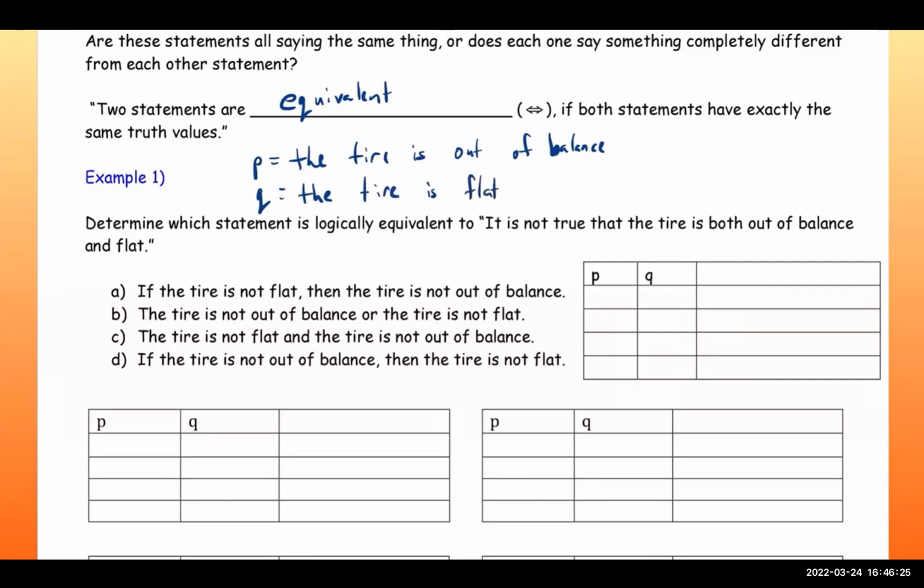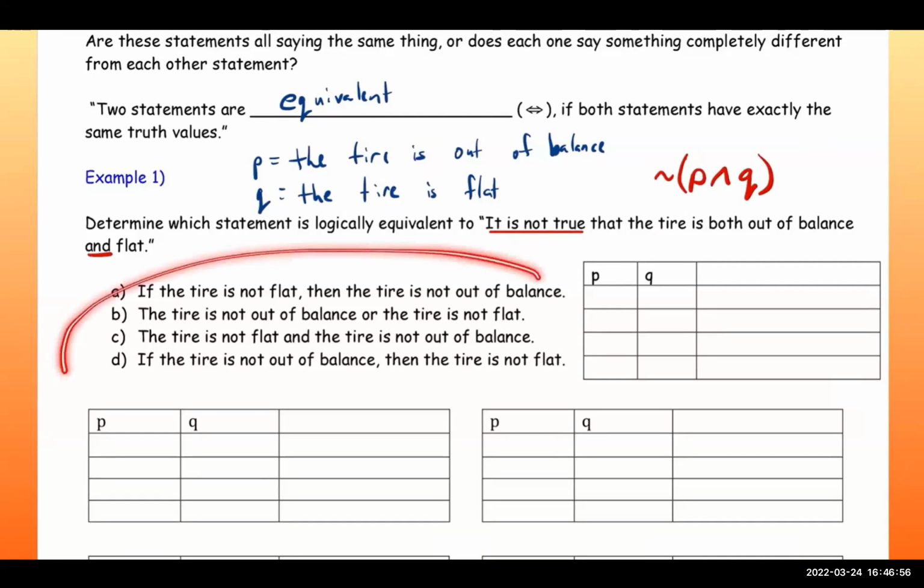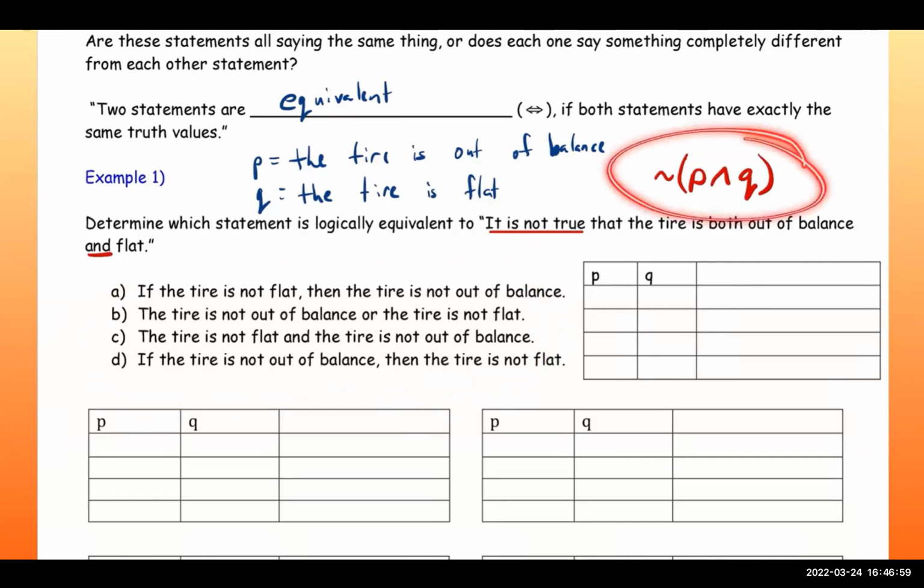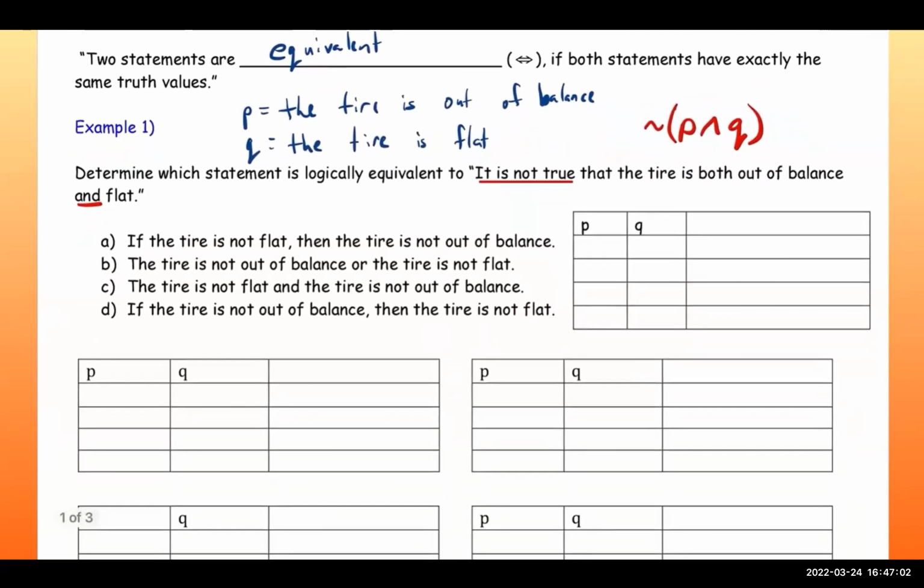So the statement they're saying is, it is not true. Remember that the "it is not true" part means that we're going to do a negation, and then in parentheses we're going to follow up with whatever follows. The tire is both out of balance, so that would be P, and flat, that would be Q. So that's what the statement is saying. We have to figure out which of these four is logically equivalent to this statement. So we have to create truth tables for each of these to determine which of those it is.